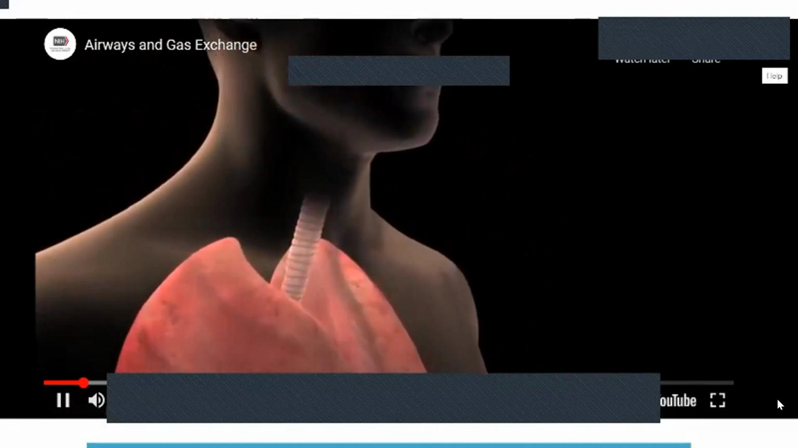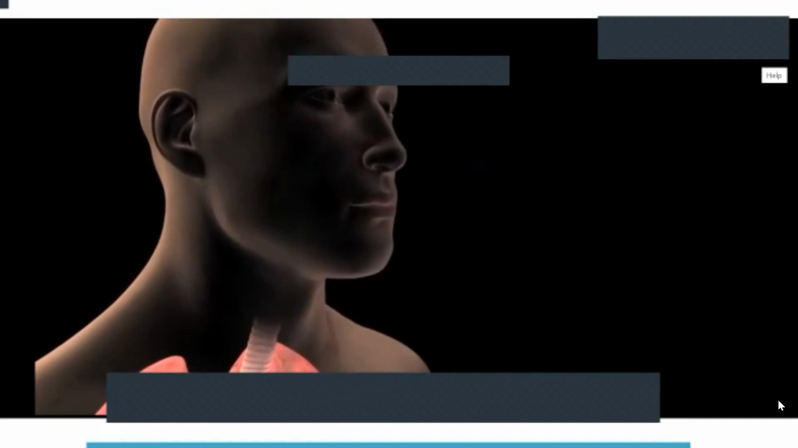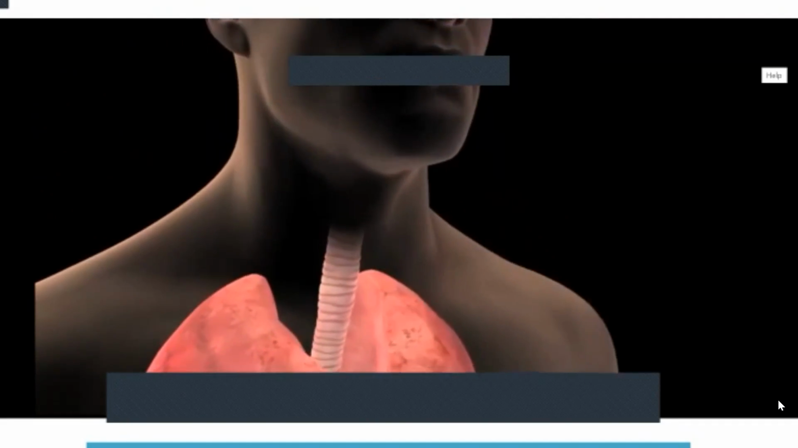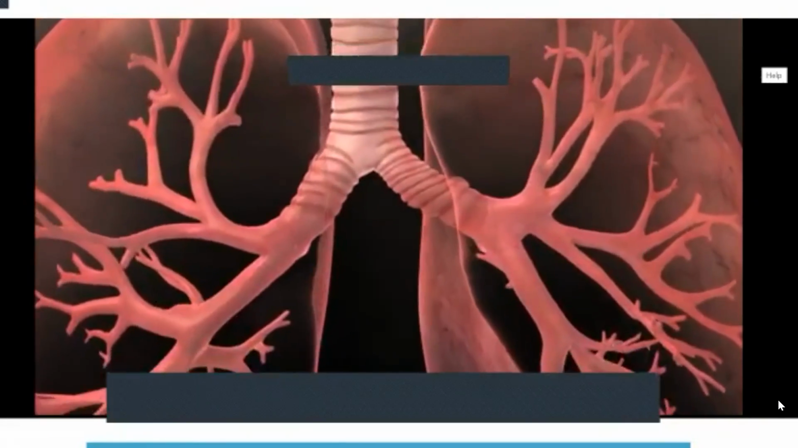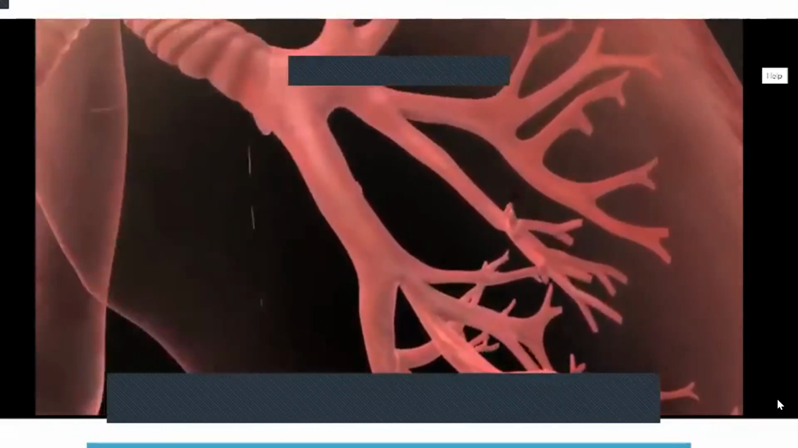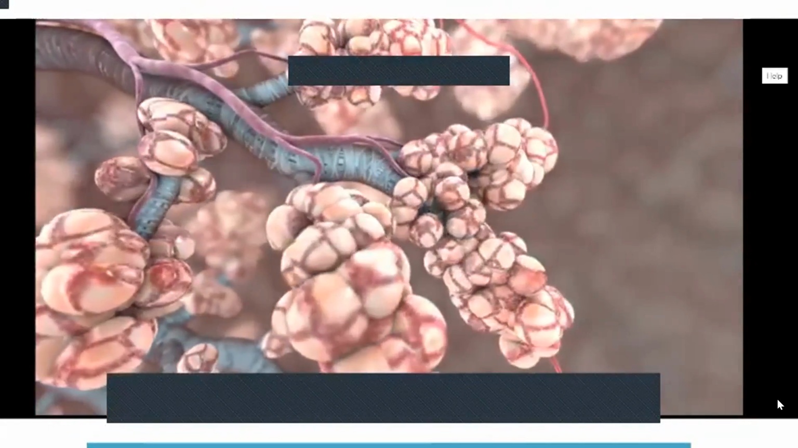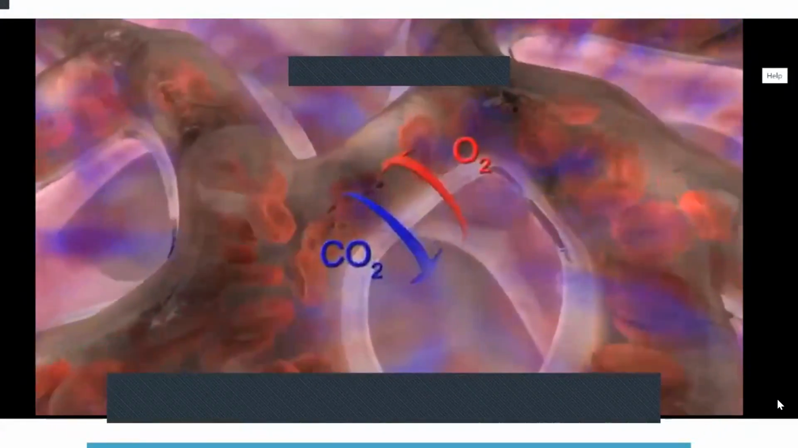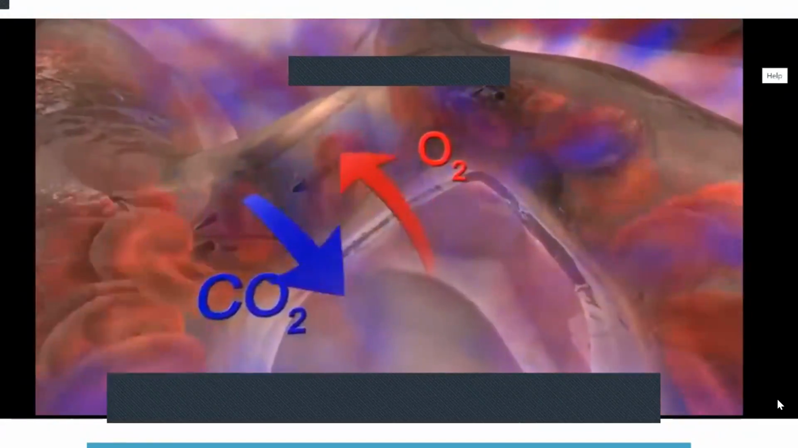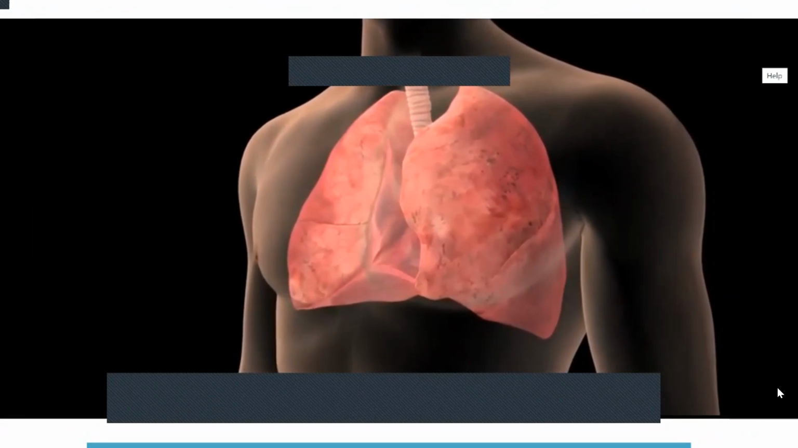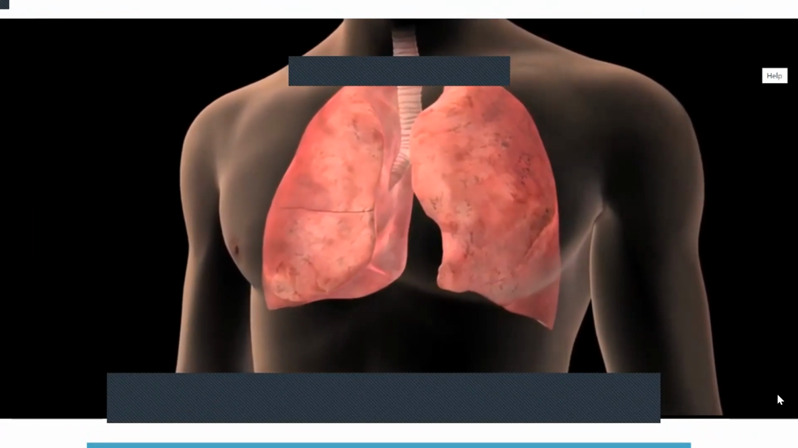When you breathe in, air enters your nose or mouth and passes into your trachea or windpipe. At the carina, the trachea divides into two bronchi, then branches into smaller bronchioles. The bronchioles end in tiny air sacs, or alveoli. Here, the oxygen in the air you inhale passes into the bloodstream, and carbon dioxide from your body passes out of the bloodstream. The carbon dioxide is expelled from your body when you exhale.